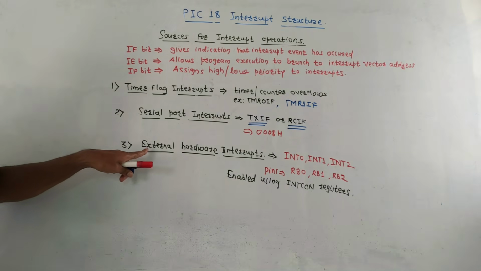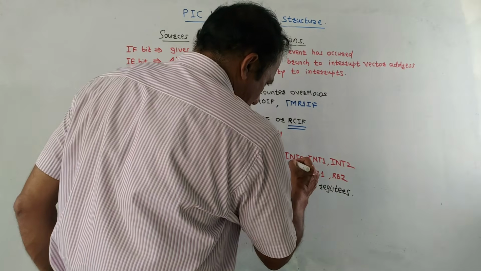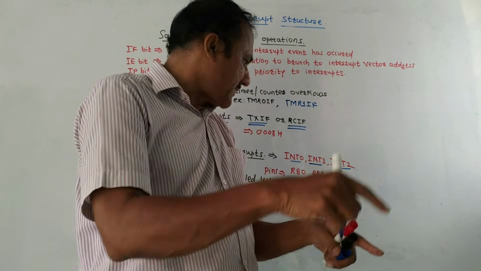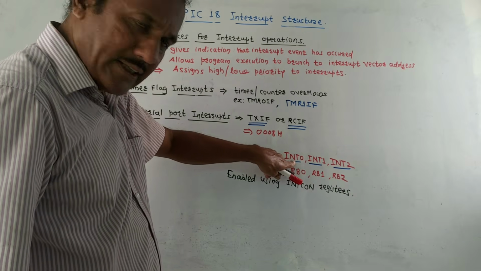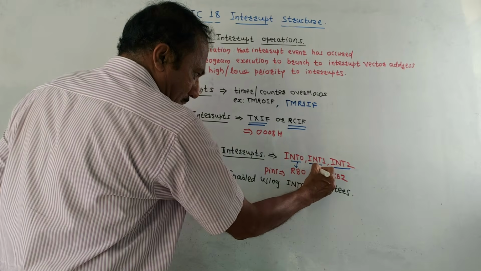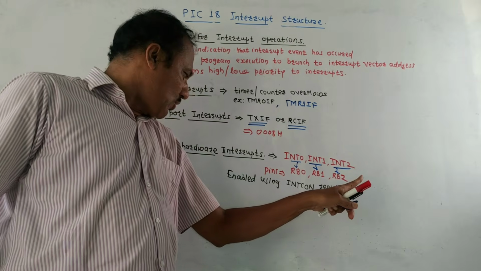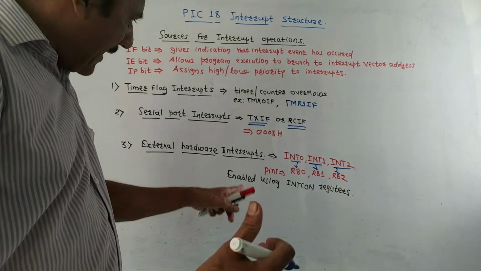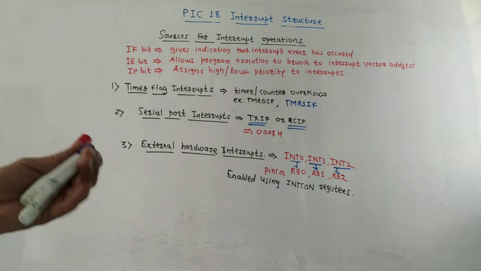Third type of interrupts is external hardware interrupts. There are three pins, INT0, INT1, INT2, where we can connect external interrupts. So these three signals, INT0 interrupt, external interrupt signal 0, 1, 2, are available on the pins RB0, RB1 and RB2 of the PIC microcontroller. These external hardware interrupts are enabled by using the contents of INTCON, interrupt control register.